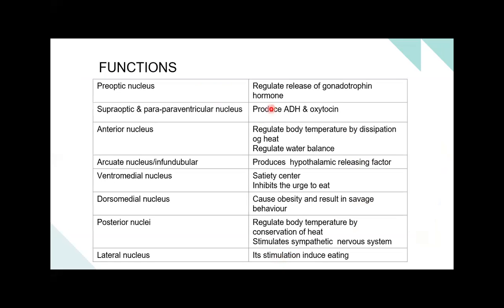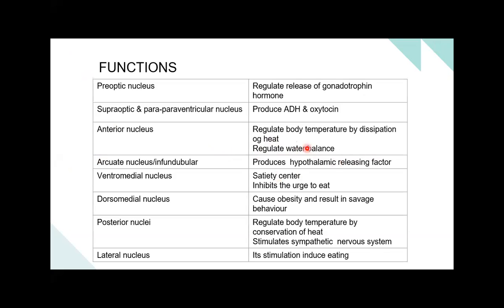So the functions of the hypothalamus include: the preoptic nucleus is involved in regulation of the release of gonadotropin hormone. The supraoptic and paraventricular nuclei produce ADH and oxytocin. The anterior nucleus regulates body temperature by dissipation of heat, whereas the posterior nucleus regulates body temperature by conservation of heat. The anterior nucleus is also involved in regulation of water balance.